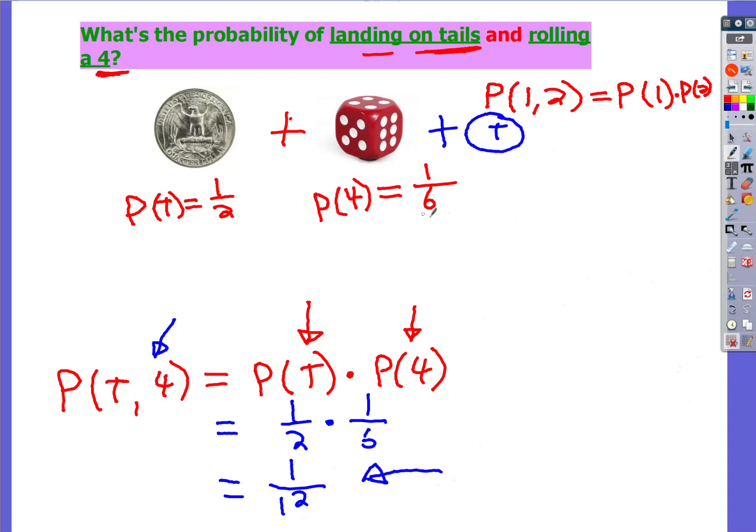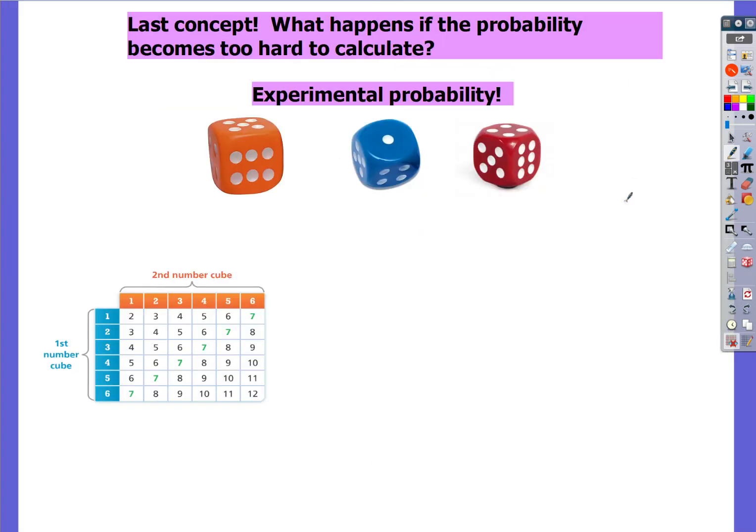So we're going to take a look at one more type of probability, which is essentially what happens if the probability becomes too hard to calculate. So let's say I wanted a 3 dice roll, with an orange dice, a blue dice, and a red dice, and I wanted to find the outcomes of that. And as we saw from the dice, it's not as simple as just saying there are 11 outcomes, 2 through 12, and we could set each of them equal.